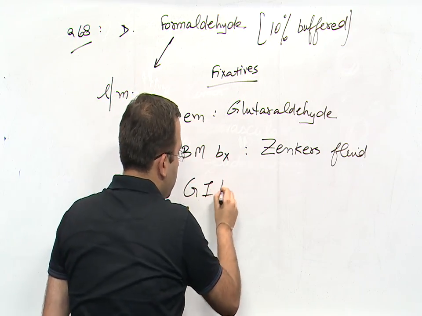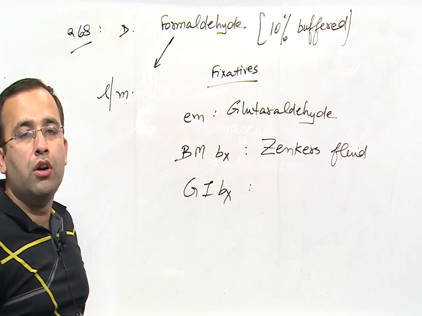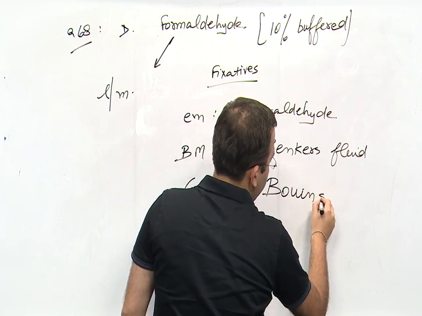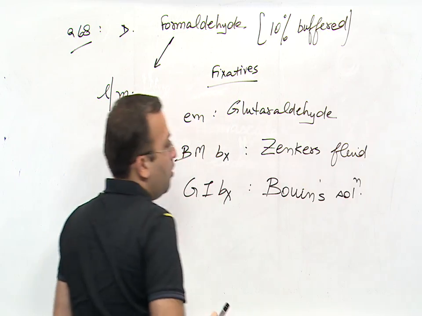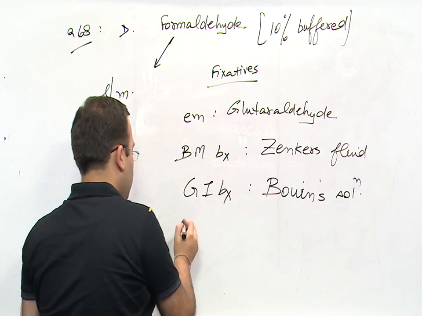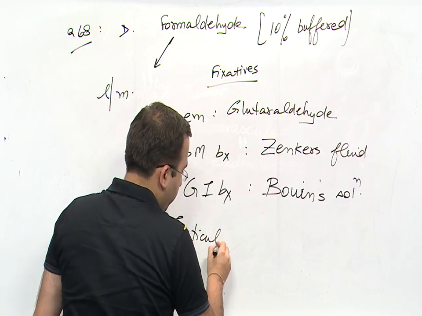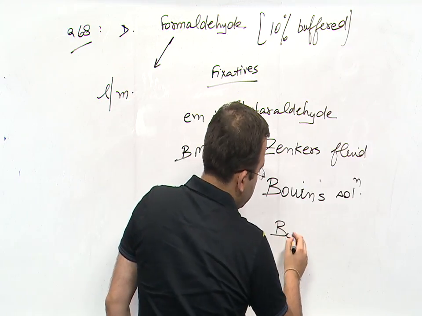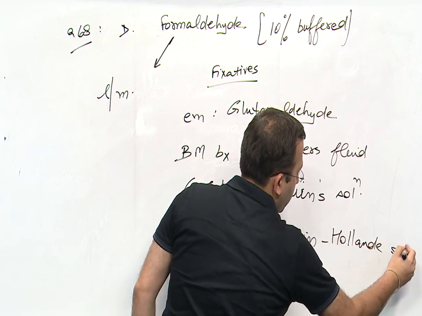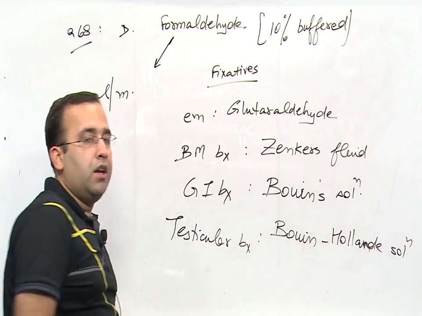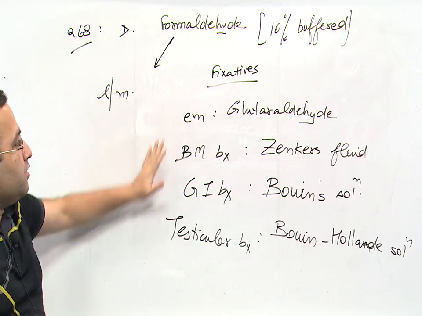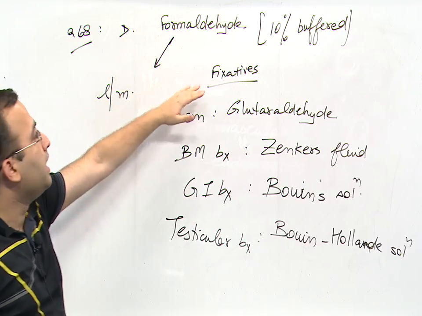Next, gastrointestinal biopsies or GI biopsies, Boyne's solution. Testicular biopsies, Boyne-Holland solution. So the fixatives which are used in pathology: light microscopy, formaldehyde, what percent?